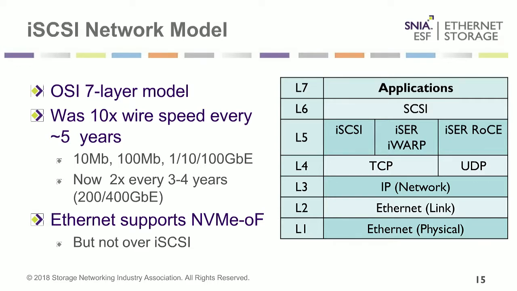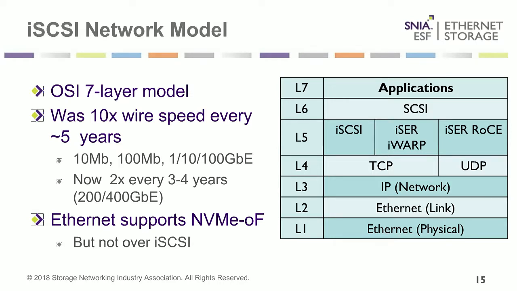You have regular iSCSI, you have iSER, which can run over iWARP, and you have iSER, which can run over RoCE. RoCE is RDMA over Converged Ethernet. And then these protocols, whether it's regular SCSI or the RDMA versions, run over either TCP or UDP, which run over IP, and then the layer 1 and layer 2 Ethernet, the physical and the link layers.